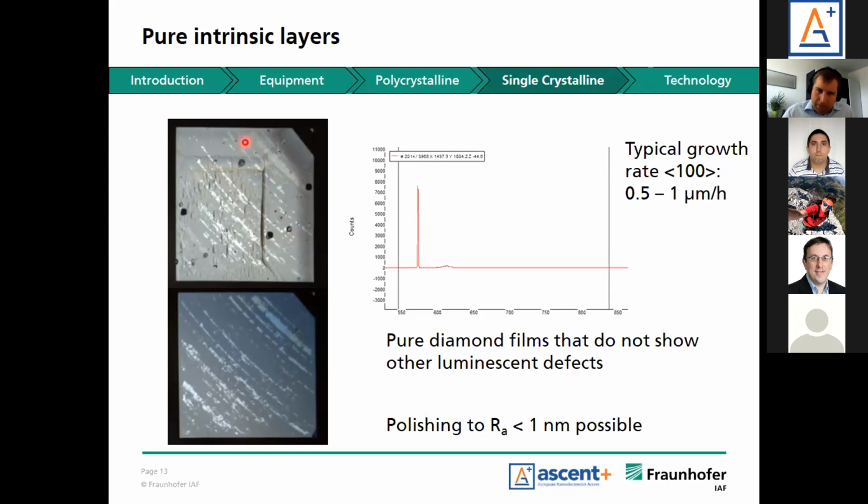And what you see in the background, all of these images are interference contrast images. In the background is actually the growth that happened on the backside during the diamond growth. So this is not on the top surface. They are already pretty smooth, but we can further polish them and reach roughnesses below 1 nanometer. I think typically it's in the range of 0.4 nanometers.